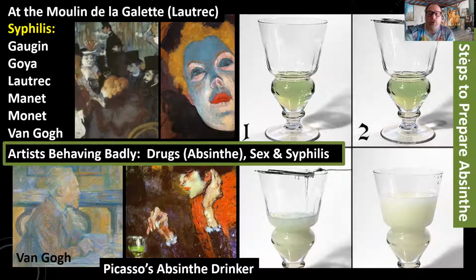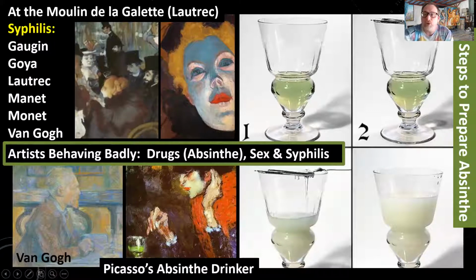And so there's 4 steps to prepare Absinthe. First, you get this very bitter green liqueur that shows up that's grown from wormwood. That's where a little bit of the hallucinogenic element comes from. This alcohol becomes so cheap, it's much cheaper than wine. It's much cheaper than beer. So it's the cheapest alcohol that an artist can go out and get drunk on.